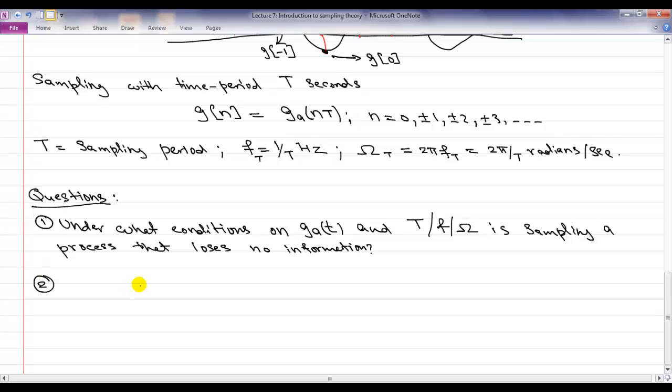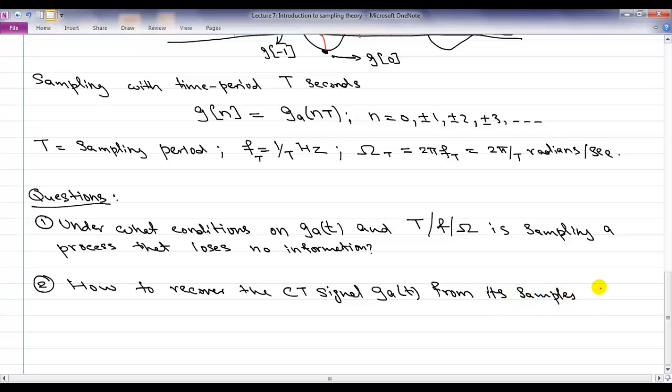So the other part of sampling theory is how to recover the continuous signal g_a(t) from its samples g[n]. Sampling theory is really about, in general, both these questions, and they are intertwined. For a certain class of signals, you have to use certain types of reconstruction operations to reconstruct the signal.